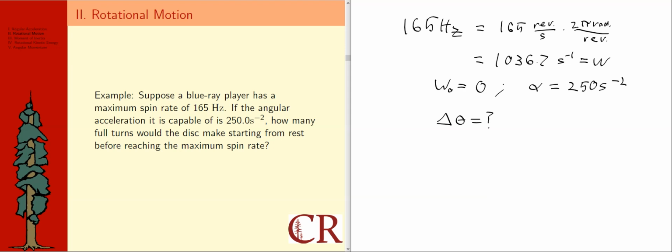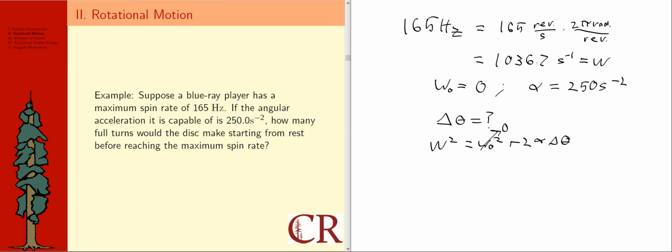So a timeless formula. Normally the linear timeless formula would be v squared equals v naught squared plus 2a delta x. But instead of v, we have omega. Instead of v naught, omega naught. Instead of acceleration, alpha for angular acceleration. And instead of delta x for displacement, we have angular displacement delta theta. The formula that I think will do the job is this one, the rotational timeless formula, as I like to call it.